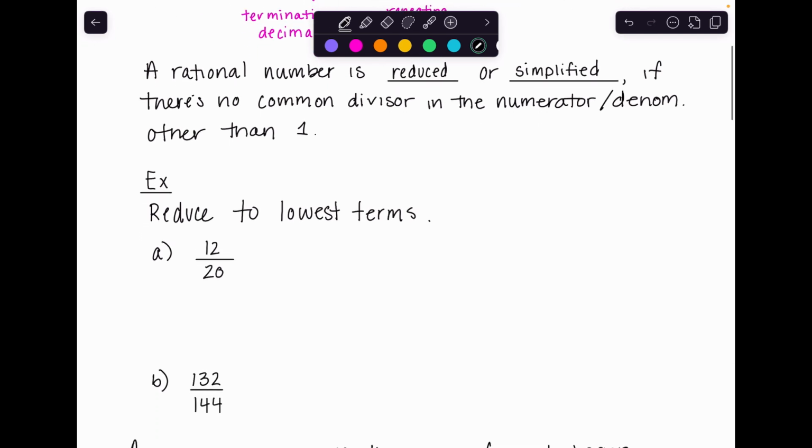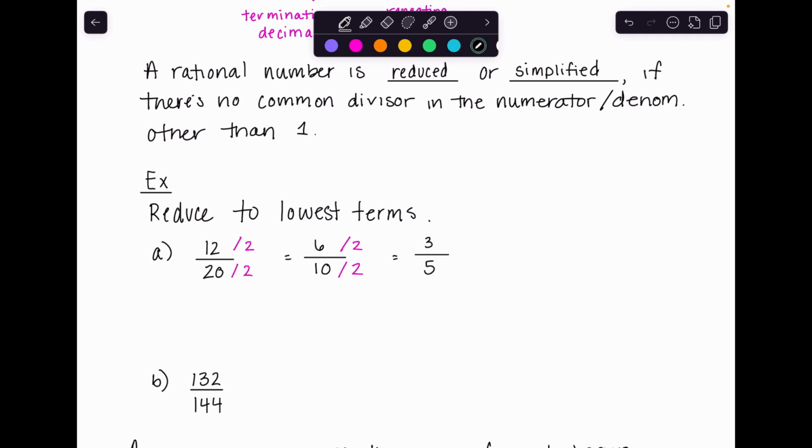So let's just try a couple examples of this. Again, you don't need to find the biggest number that goes into it. You just need to start dividing. So let's start with 12 over 20. Well, maybe I notice they're both even, so I go ahead and divide top and bottom by 2. 12 divided by 2 will give me 6. 20 divided by 2 gives me 10. And then I notice, oh, okay, they're still both even. So let's go ahead and divide by 2 again. That gives me 3 in the top and 5 in the bottom.